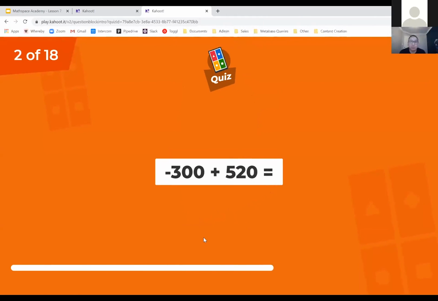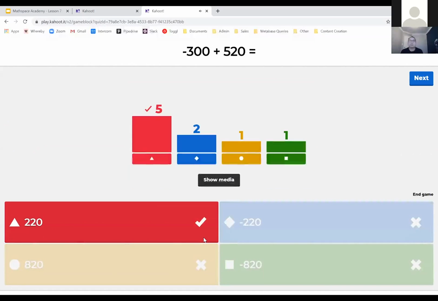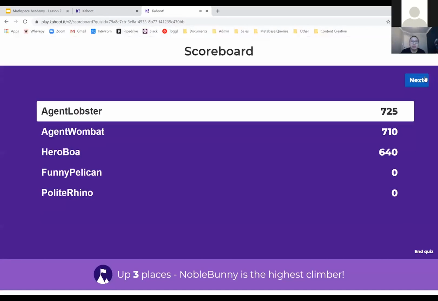-300 plus 520. Positive and negative: the bigger number decides the sign, so here it's positive. One's positive, one's negative, so just find the difference. Yeah, that's right, it's 220, not -220. I have a feeling this is not doing what I want it to do.